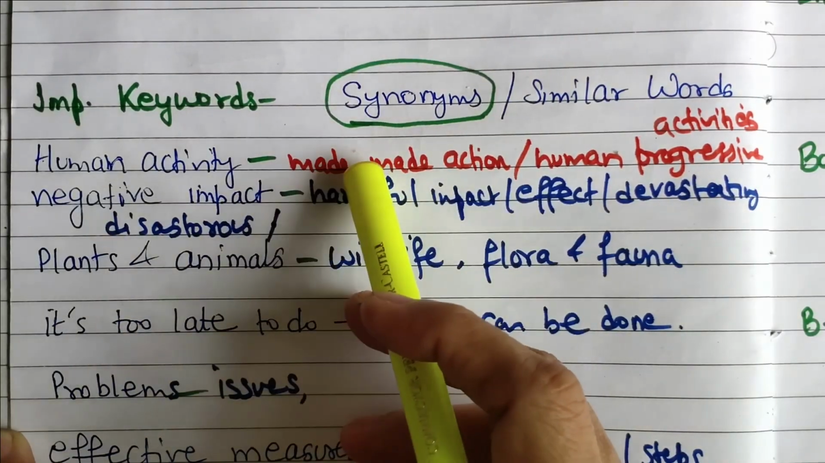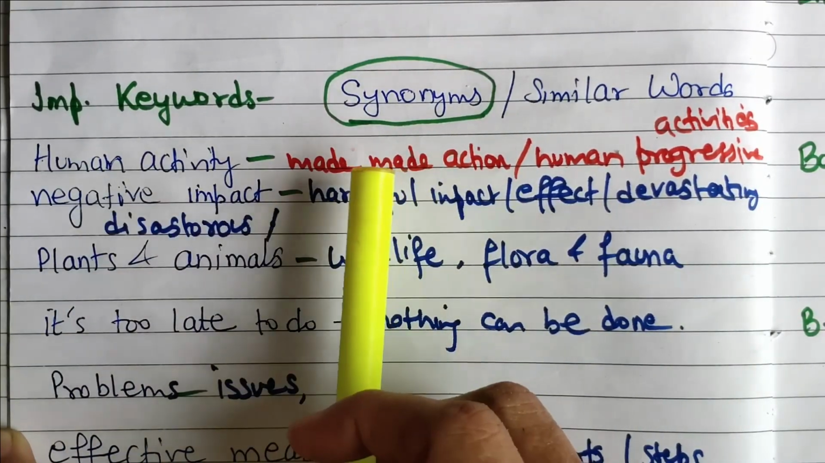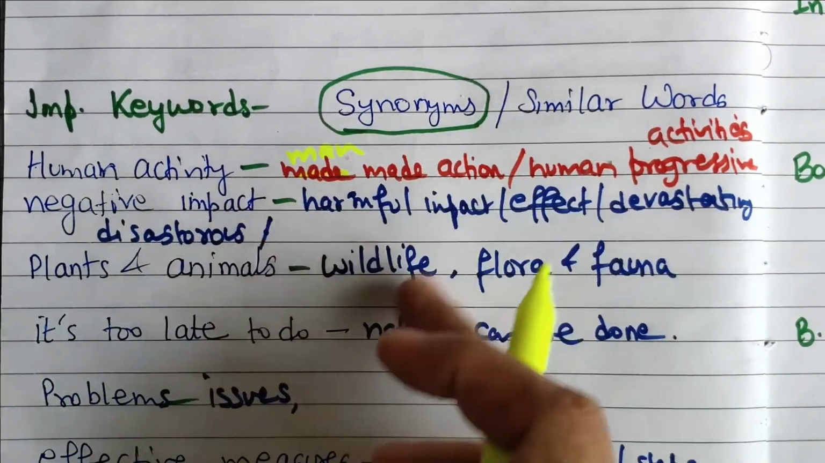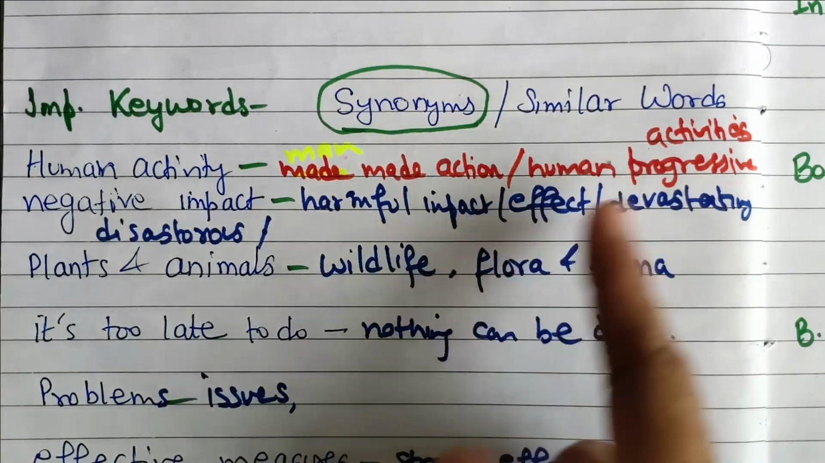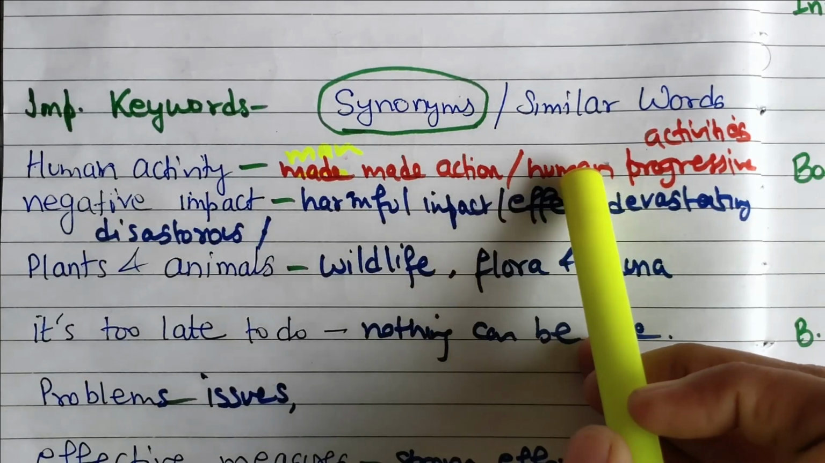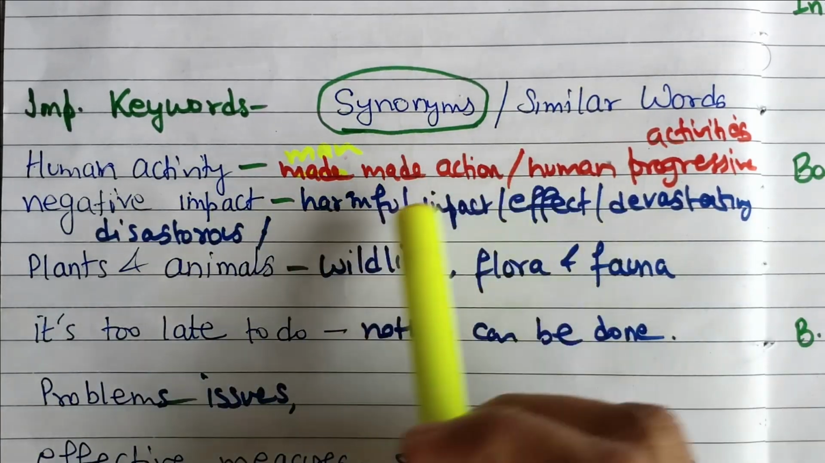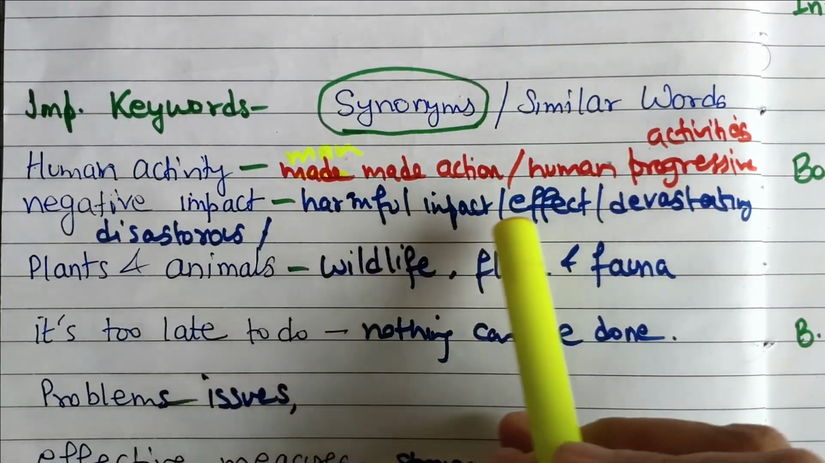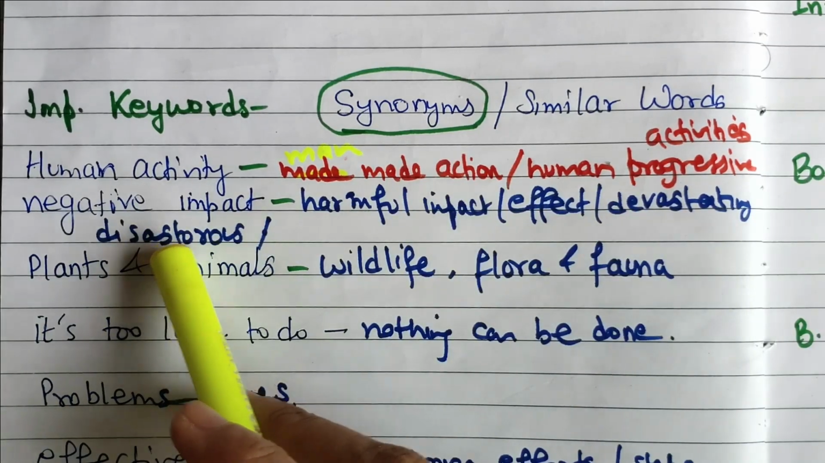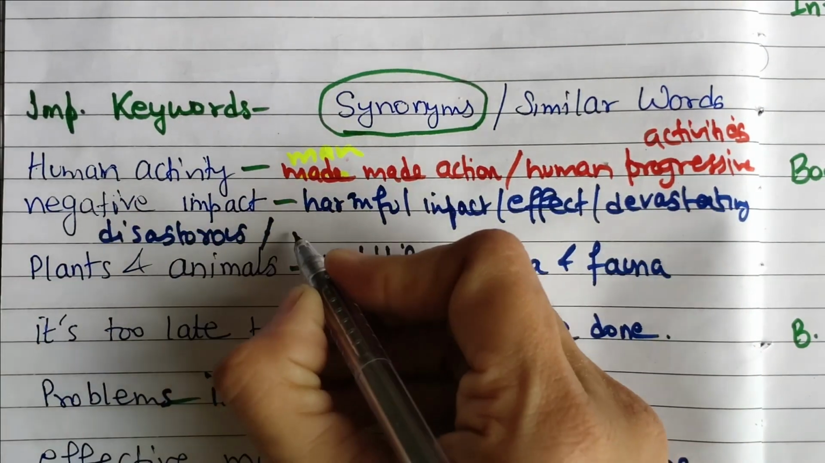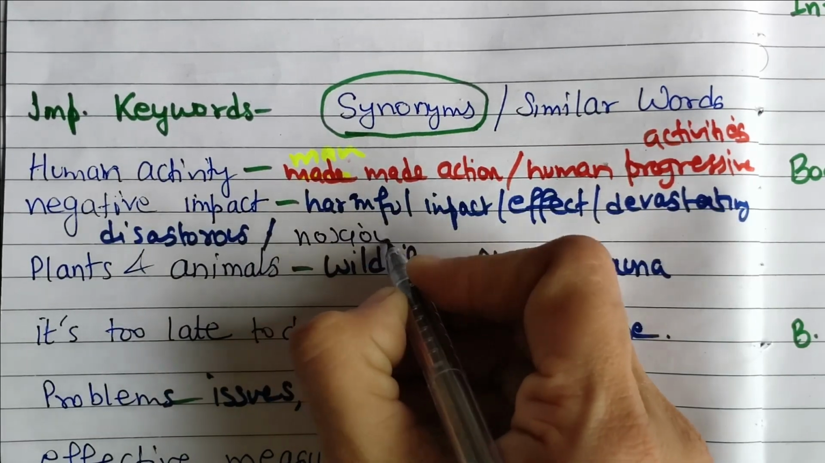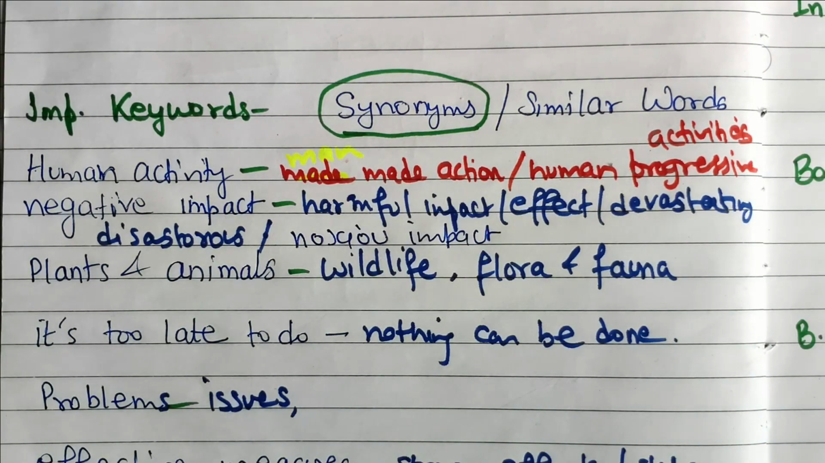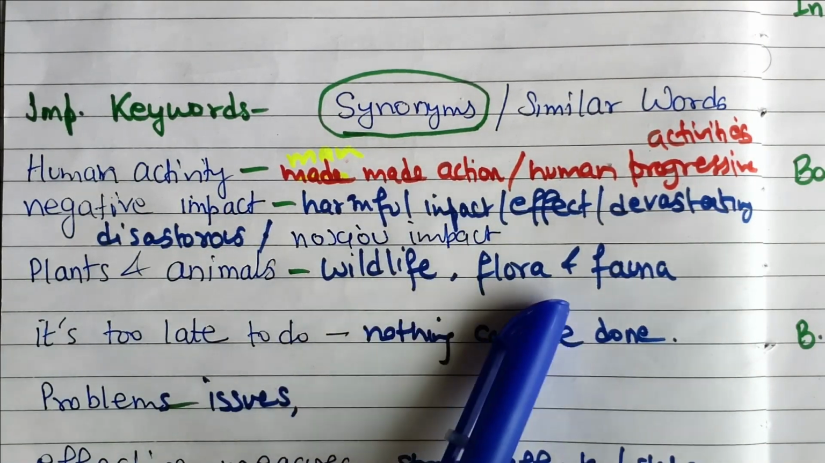Let's read the important keywords and their synonyms. For human activities, you can use man-made actions, or human progressive activities, or humans' devastating activities. You can always write negative impact. For this, we can write other words like harmful impact or effect, devastating or disastrous, and one other word left here, noxious impact. You can just write it. And for plants and animals, wildlife, flora and fauna.